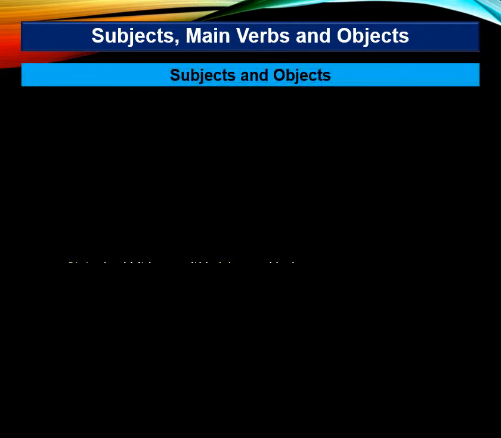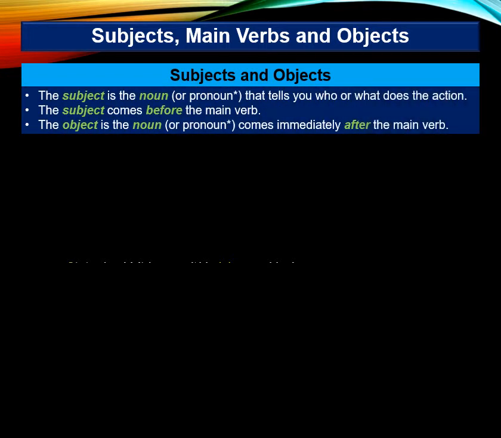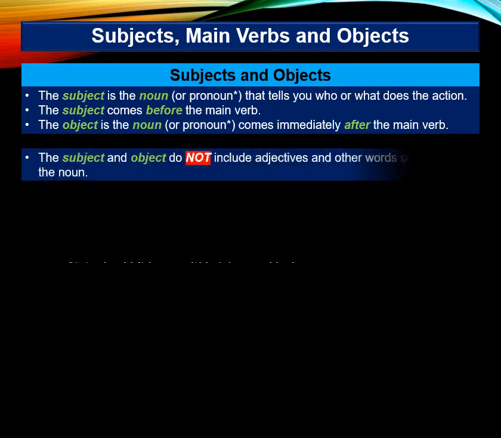Now let's talk about subjects and objects. The subject is the noun or pronoun that tells you who or what does the action. The subject comes before the main verb, and the object is the noun or pronoun that comes immediately after the main verb. The subject and object do not include adjectives and other words connected to the noun. Only the noun is the subject or object.